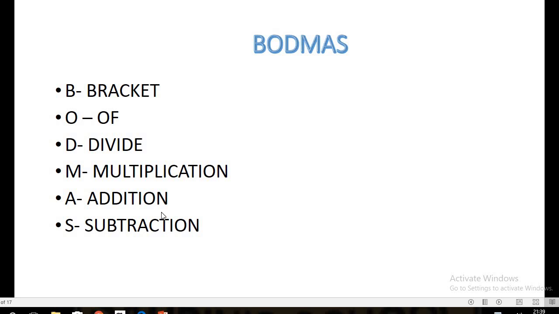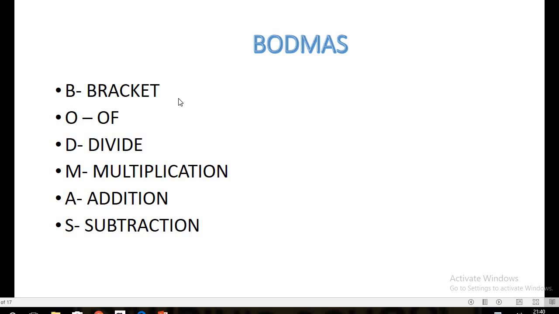Hello students, today I am going to discuss BODMAS. Whenever we have a question in which there is more than one operation, we always apply this BODMAS. BODMAS stands for bracket, off, divide, multiplication, addition and subtraction. Here brackets are of four types. We will be discussing them in the further slides.